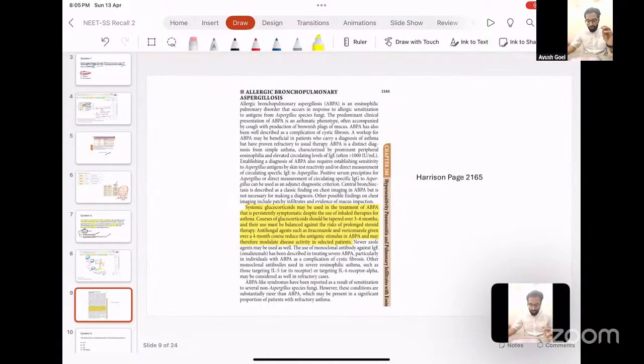Also, even Harrison mentions this, which is given in Harrison page number 2165. Harrison mentions that both systemic glucocorticoids as well as azoles therapy can be used for the treatment of ABPA, and most of these patients will show response.